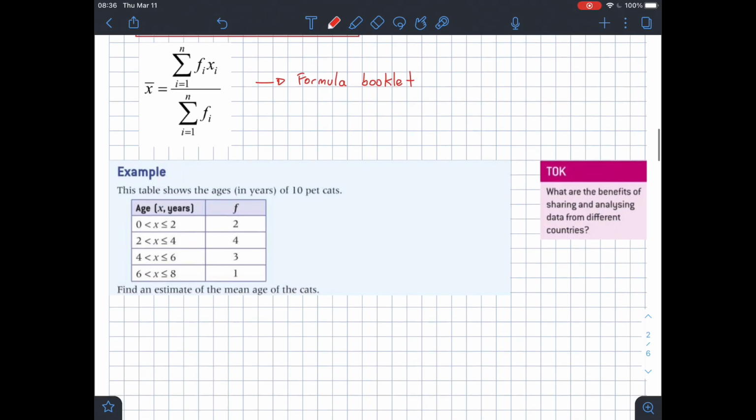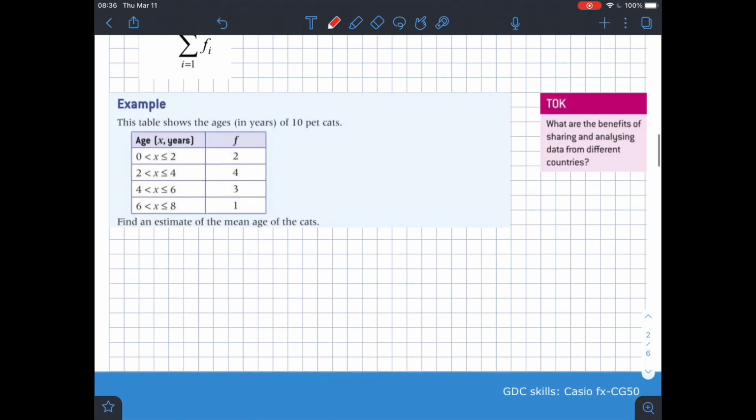Okay, so let's see an example, and I'm going to show you how to find the mean using the calculator as well. I'm going to show you how to find all of them, mode, mean, and median, using the calculator. So this table shows the ages in years of 10 pet cats. We have age given as intervals and frequency. Find an estimate of the mean age of the cats. If we want to do this by hand without using a calculator, first of all, remember the process. The first thing is, as we're given intervals, we need to find the mid-interval values, right?